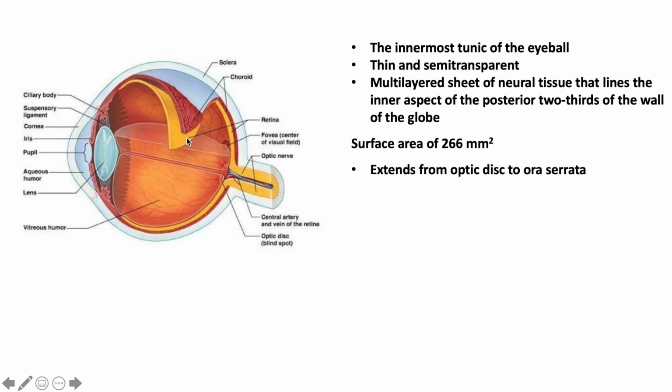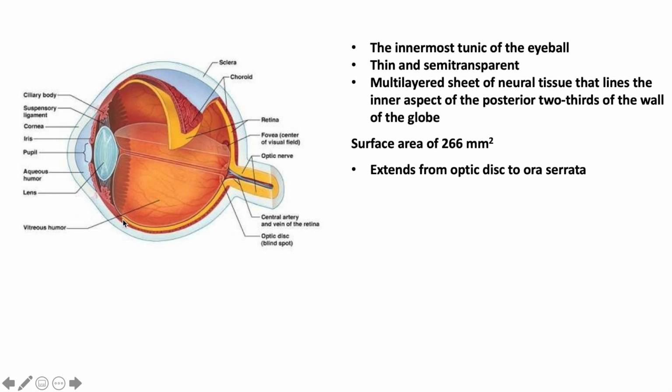So now let's look at the retina, which is the innermost layer. Inside the retina there's the fovea and macula, like previously mentioned, but in terms of your understanding, the retina is the innermost layer. It is usually thin and very semi-transparent, and is a multi-layered sheet of neural tissue that lines the inner aspect of the posterior two-thirds of the wall of the globe. So usually the boundary of the retina starts from the optic disc, which is found here where the mouse is pointing. You can see the optic disc labeled on the screen, and it extends all the way to the ora serrata, which is somewhere around where the mouse is pointing now.